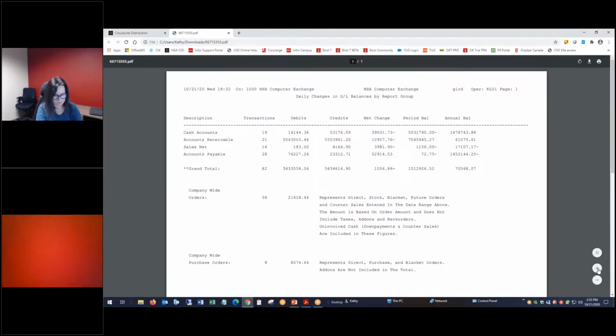Okay. So if you've not seen it before, this is the GLRD, Daily Change in Operation. And you use certain tables to set up which accounts you want to see. So for example, I wanted to analyze my cash accounts, what their daily change was, the receivables, net sales, and accounts payable. Some folks use inventories, they do other things like this. So this shows me on a daily basis what the debits and credits were for the net change, what the period balance and the annual balance are for those key accounts that I put in there.